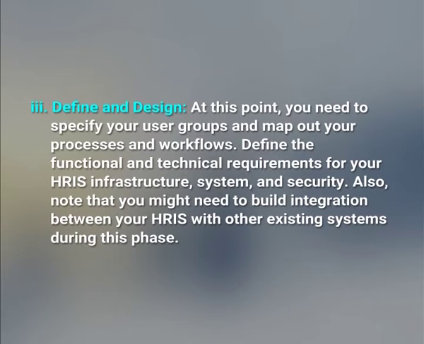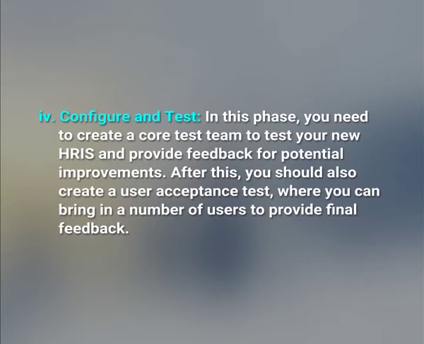Number 3, define and design. At this point, you need to specify your user groups and map out your processes and workflows. Define the functional and technical requirements for your HRIS infrastructure, system and security. Also note that you might need to build integration between your HRIS and other existing systems during this phase. Number 4, configure and test.